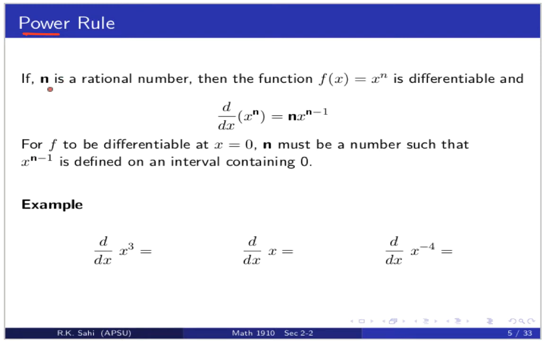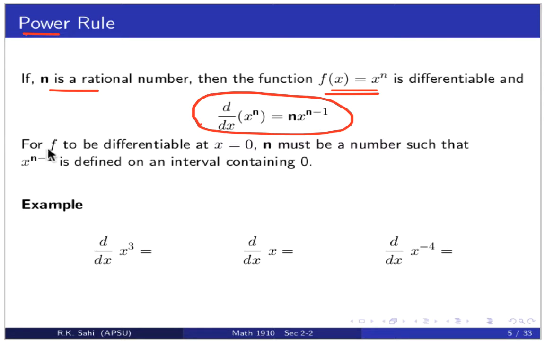If n is a rational number, then the function f(x) equals x to the power n is differentiable, and we write the differential d/dx of x^n as n times x to the power n minus 1. This is very, very important. It's like the base of our foundation for our differentiation rules.